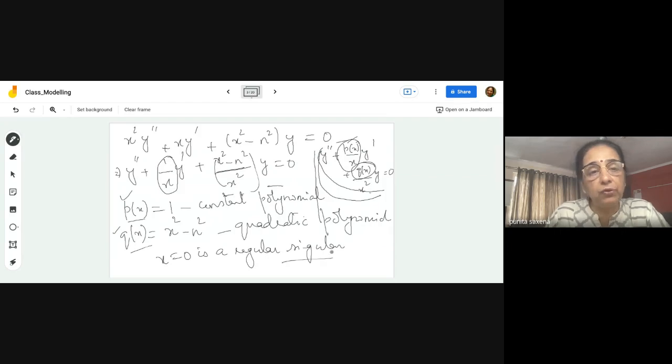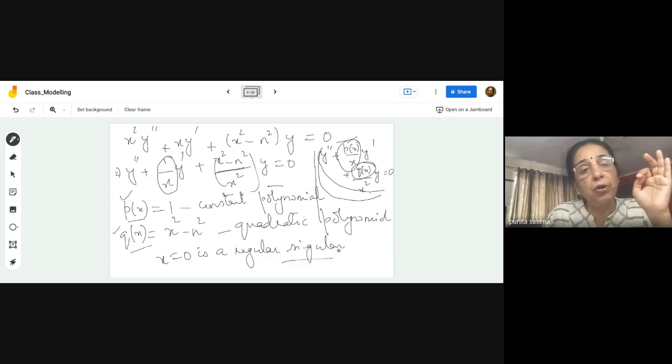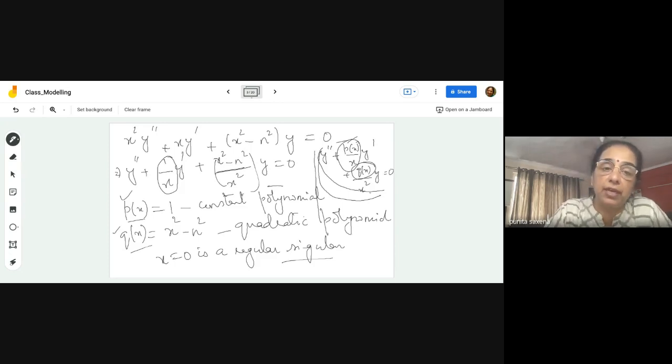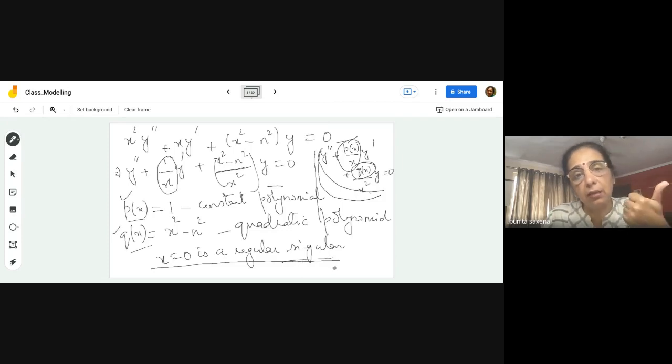So what you have to test is whether p and q both are polynomials, number one. Polynomials means direct simple polynomials, not rational functions. In case they are not polynomials, then we evaluate the limits. And then we have to test whether x equal to 0 is a regular singular point or an irregular singular point. So Bessel came up with this kind of a result, and that's why he said it is a singular point, but it's a typical kind of a regular singular point.